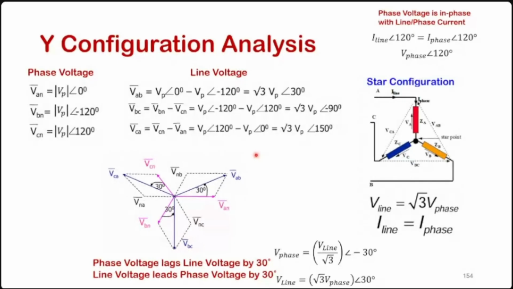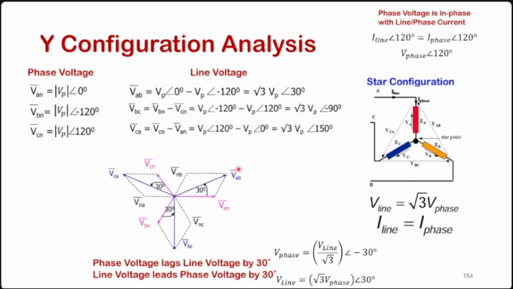For a Y, your line voltage is equal to root 3 times your phase voltage. Line and phase currents are the same for a Y configuration. But your line voltage equals root 3 times your phase voltage, right? And for a Y, the phase voltage lags the line voltage by 30 degrees. So let me see if you are seeing that.